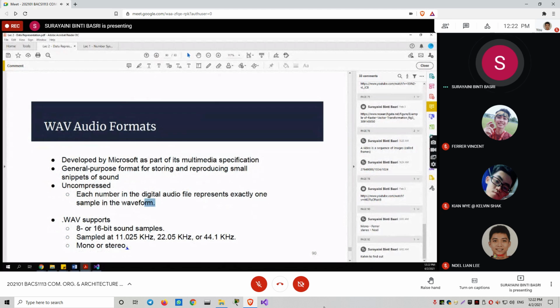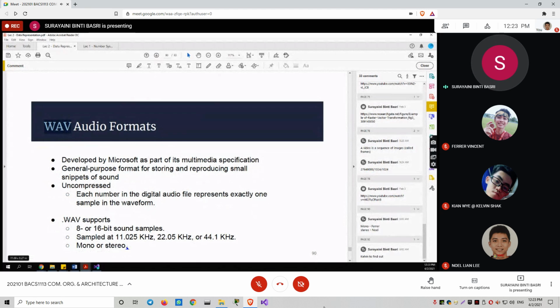Yeah, if you remember just now in the video, when you want to compress the video, you need to reduce a lot of information, like the frame rate. For this WAV format, that doesn't happen because it doesn't compress. The information of the audio isn't compressed in the WAV format.